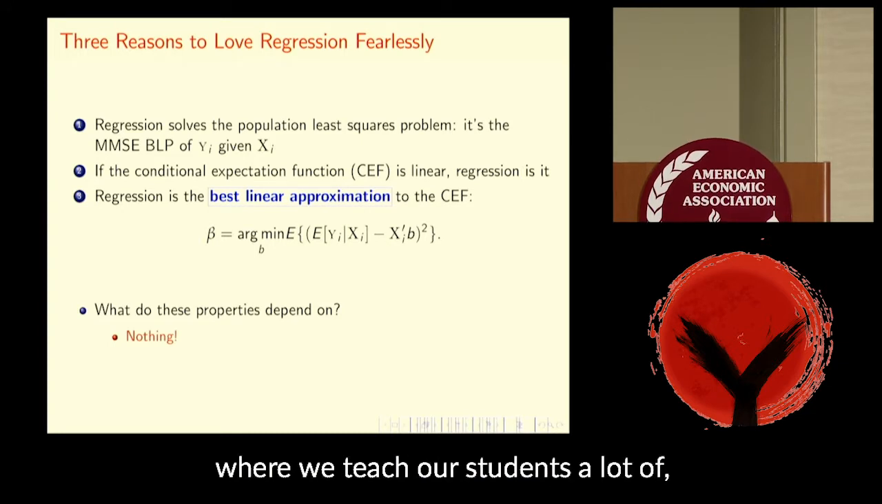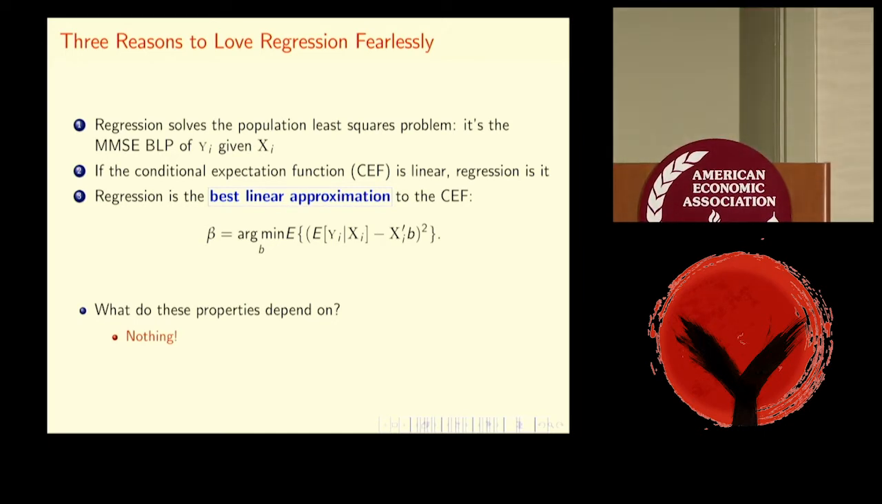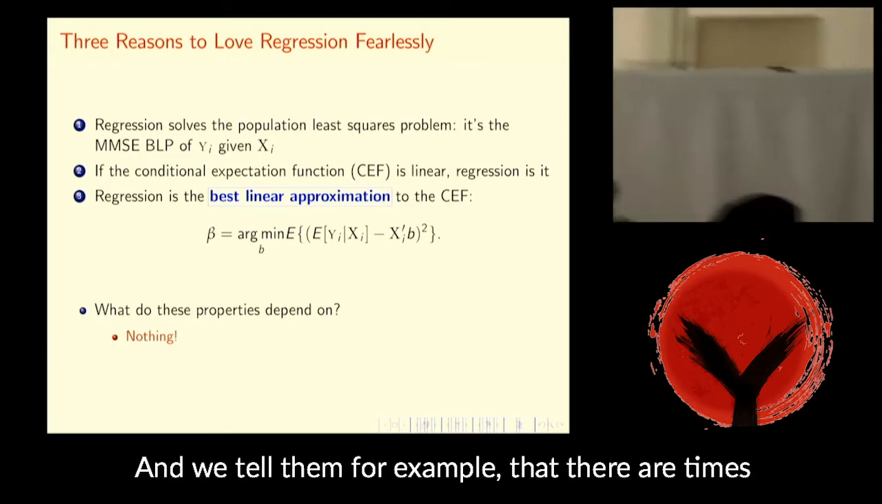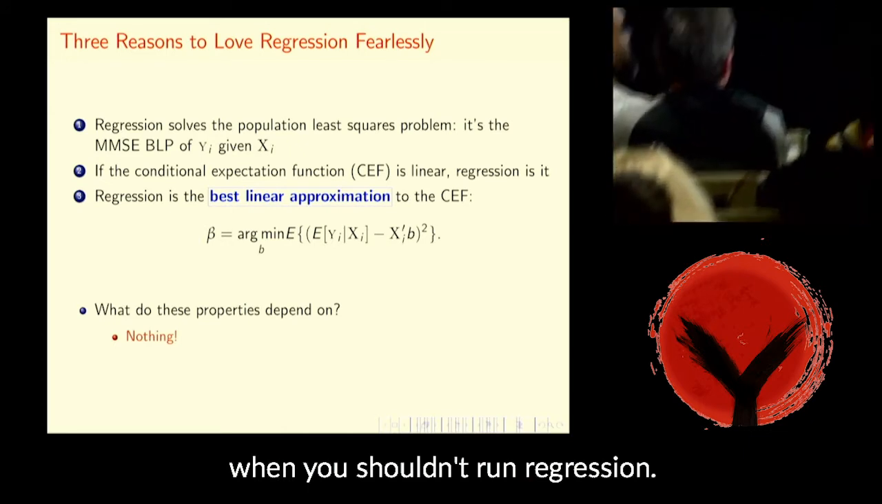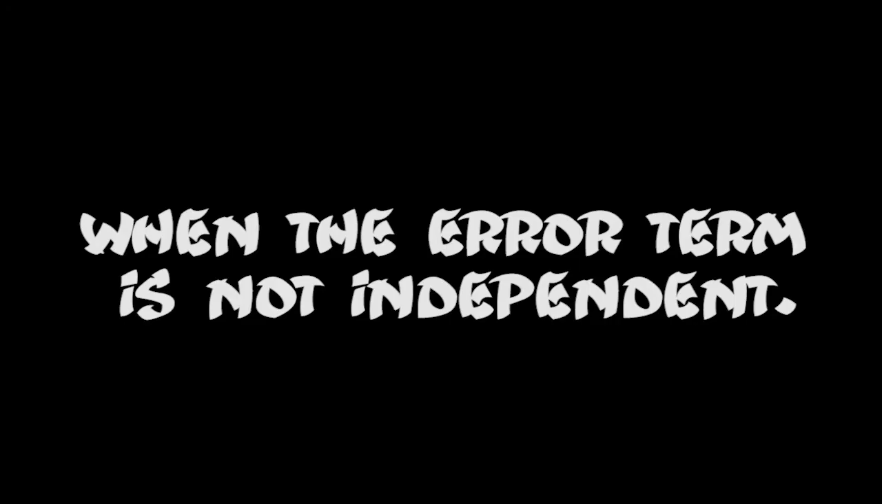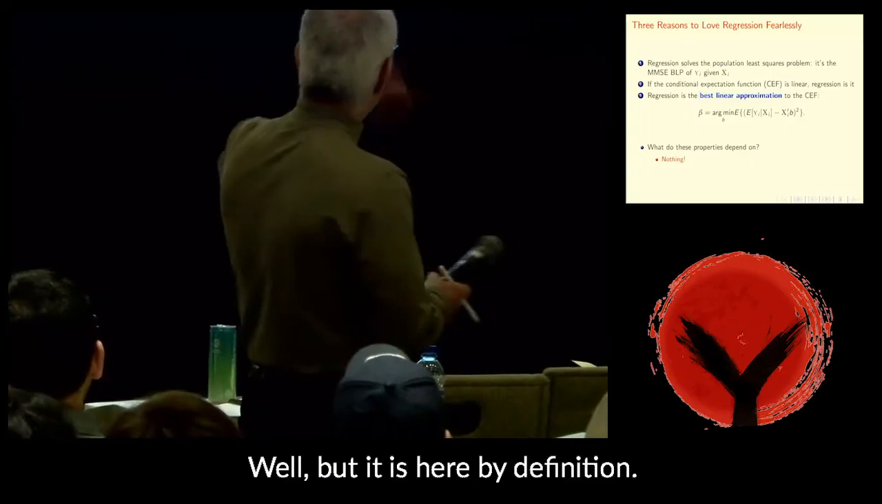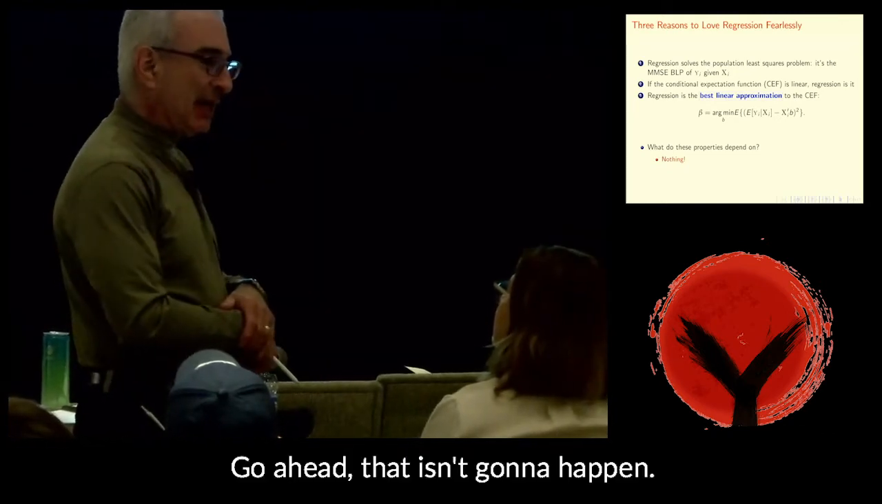We teach our students a lot of, I would say, distracting or at least not harmless tools and ideas. And we tell them, for example, that there are times when you shouldn't run regression. Give me an example of that. Do you remember that, Kiana? When the error term is not independent. Well, but it is here by definition. So that isn't going to happen.